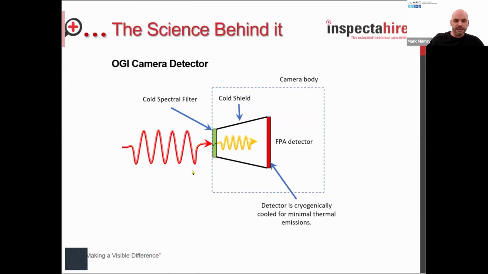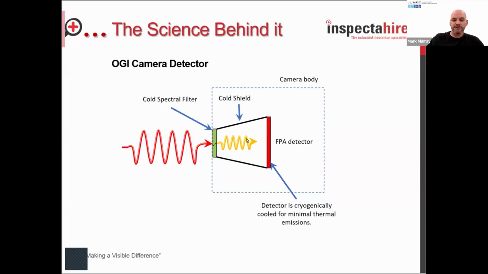So to break it down, we've got a simple diagram here. We can see this is our radiation coming in, our cold spectral filter here. So our filter, in actual fact, is a coating on a lens. Once the radiation has been filtered, you can see that it's reduced down. And this area here is our cold finger or our cold shield. And here we have our detector. So the energy goes through the lens. The filter limits the energy.